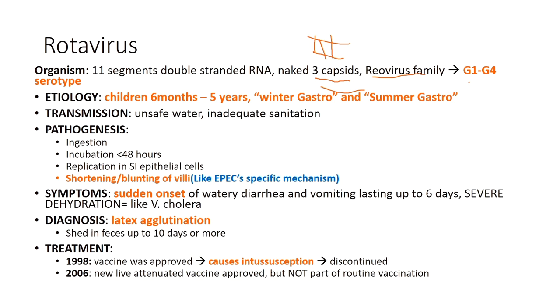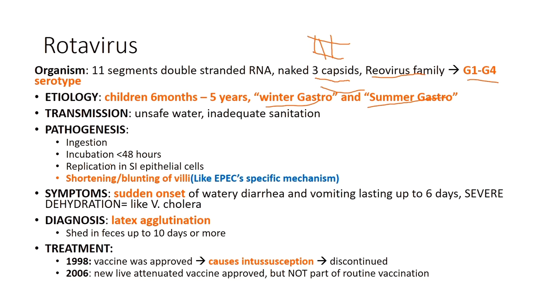This usually occurs in children, and we call it winter gastro or summer gastro, depending on when it's endemic. Pretty much what happens is we can get it from unsafe water and inadequate sanitation. So as far as children, where do you think children go to get illnesses? Of course, daycare. So daycare or childcare, early grade school, this is going to be something where you're going to have diarrhea in a lot of children, and this is the guy you want to think of.